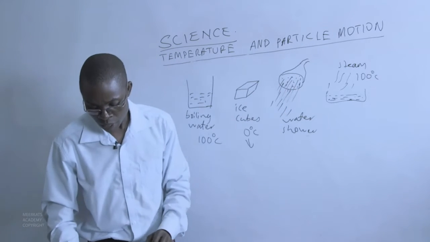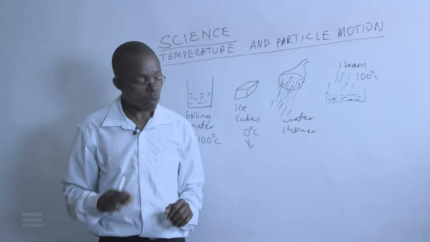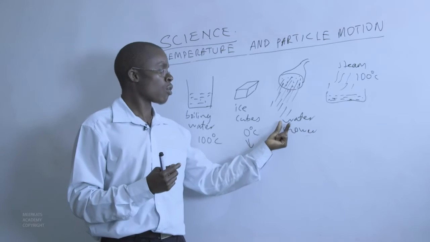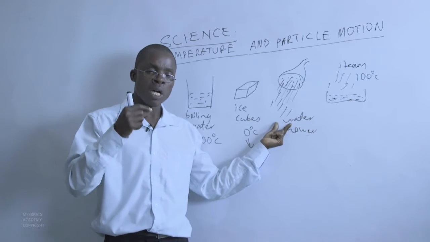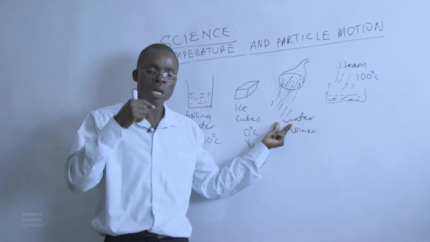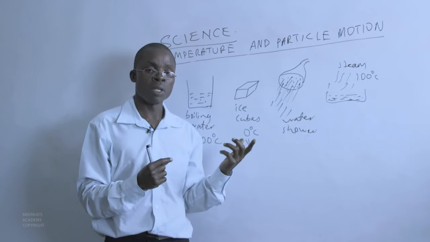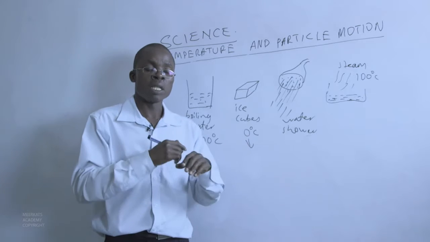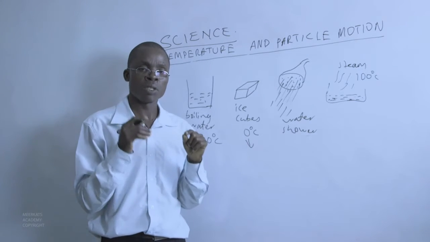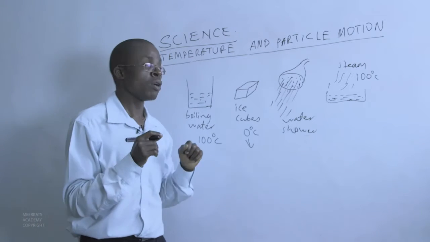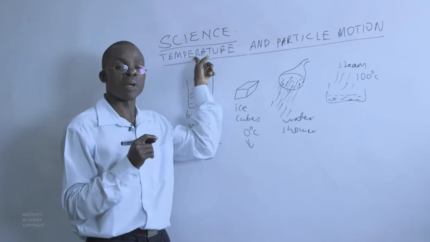So we only fit the movement of the water streaming out of the shower very fast as rolling of water molecules or water particles or liquid particles, because the water is a liquid, as rolling and not movement in terms of how much temperature the particle has.